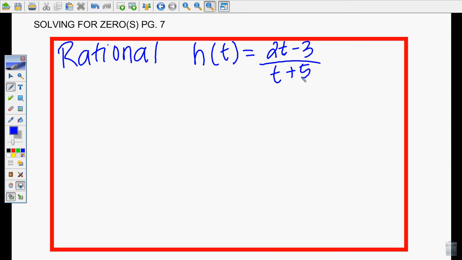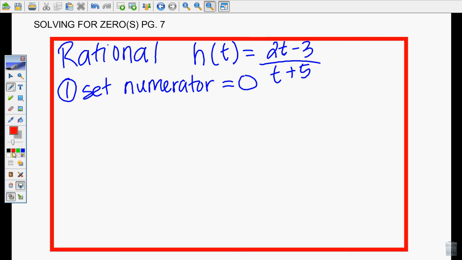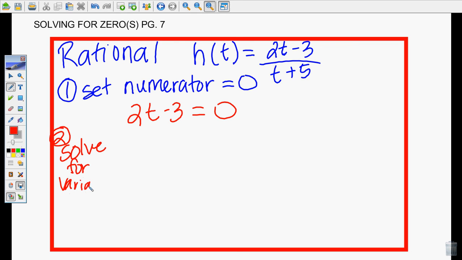So the first step is to set the numerator equal to 0. So I have 2t minus 3 equals 0. Step 2 is to solve for the variable, which again means you're using inverse operations. So what is the first inverse operation that needs to take place? You're going to add 3 to both sides. I'm going to add 3 to both sides. When I do something to one side, I do it to the other, and I have 2t equals 3.